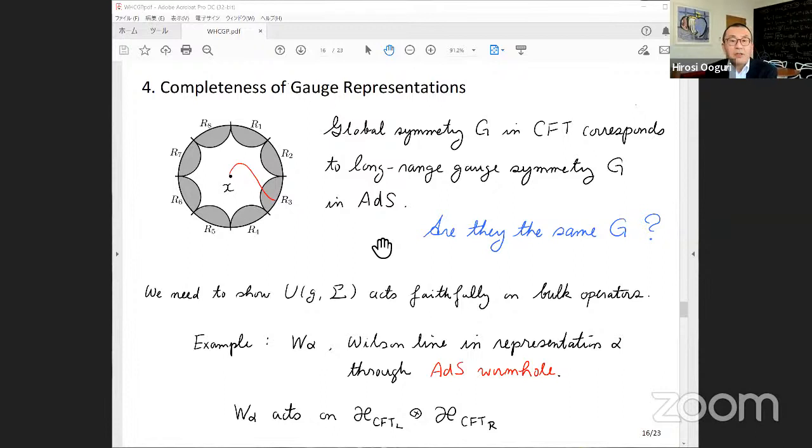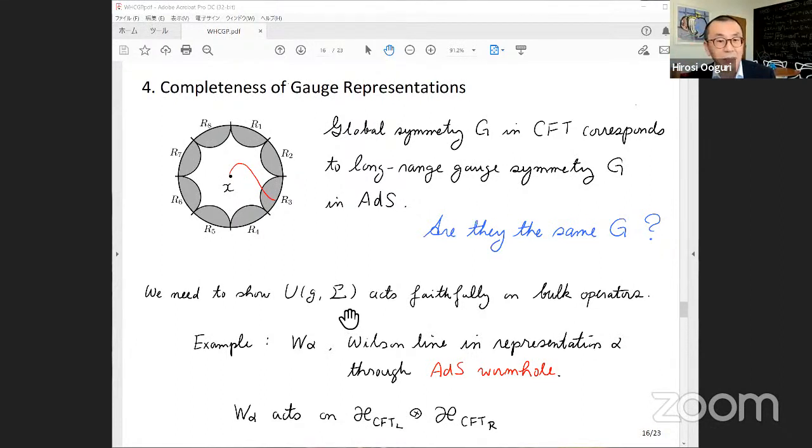I'd also like to talk about the completeness of gauge representations. Now that we see there is no such thing as global symmetry, the symmetries you can have in AdS are gauge symmetries. If you have gauge symmetry in the bulk, there is a global symmetry on the boundary. Suppose you have a G gauge symmetry, then you'd expect a G global symmetry. But you may ask, are they the same group? For example, if you have a global symmetry in the conformal field theory, does that act faithfully on the bulk operators?